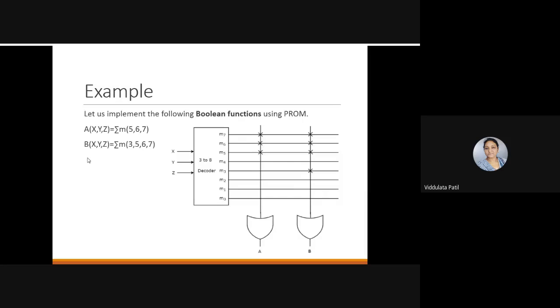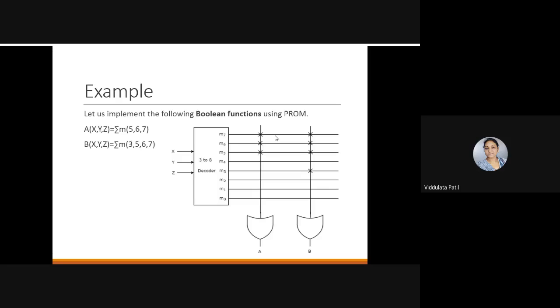So the product terms, whenever we have the input, the output for these terms will be equal to 1. Depending on that, we are considering here 3 inputs, so we have the AND array logic for this PROM, a 3 to 8 decoder. Here M5, M6 and M7 will be 1 for the first equation, and 3, 5, 6, 7 will be 1 for the second equation.